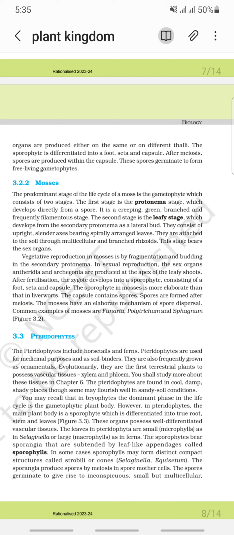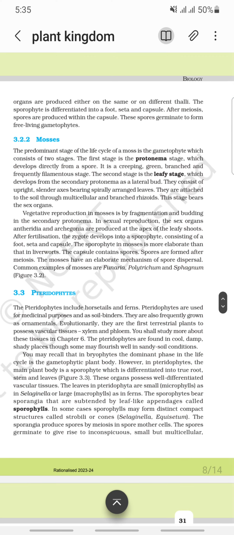These spores germinate to form free-living gametophytes. Mosses. The predominant stage of the life cycle of moss is the gametophyte, which consists of two stages. The first stage is the protonema stage, which develops directly from a spore. It is a creeping, green, branched and frequently filamentous stage. The second stage is the leafy stage, which develops from the secondary protonema as a lateral bud.